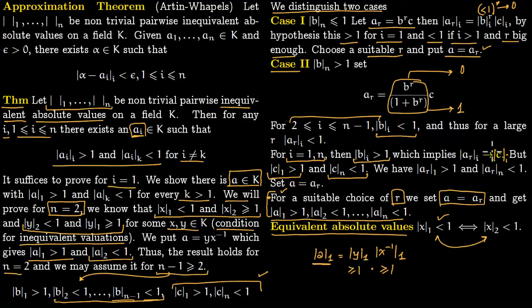This valuation is either greater than 1 or less than 1, so you have this or this. What you just have to do is choose a suitably big enough value for r, so that you can set a equals a_r, and then these conditions would hold, because this will approach this. So you can just take an r big enough so that it is greater than 1 and less than 1. And that is the end of the story. That is precisely what we wanted to show for this theorem.